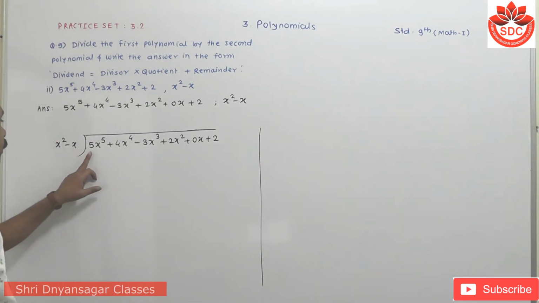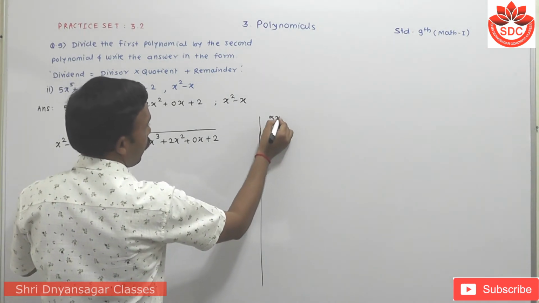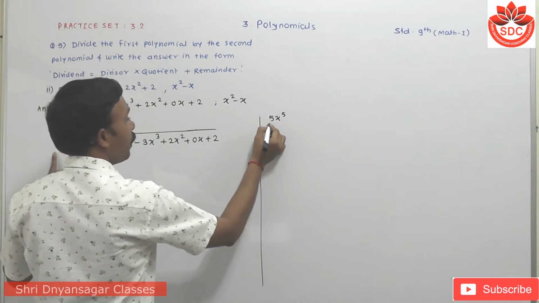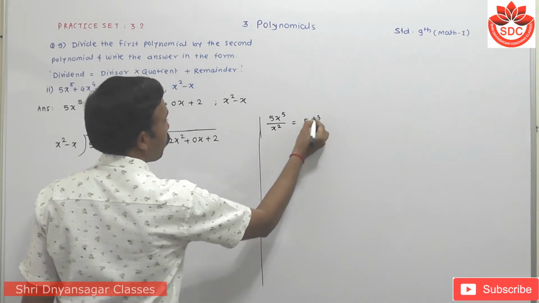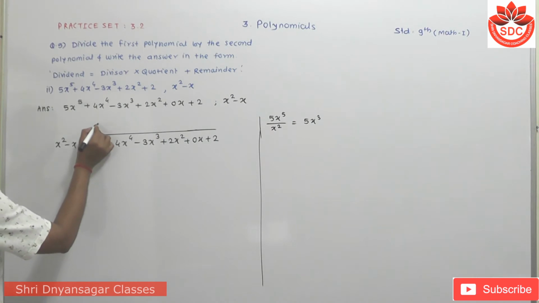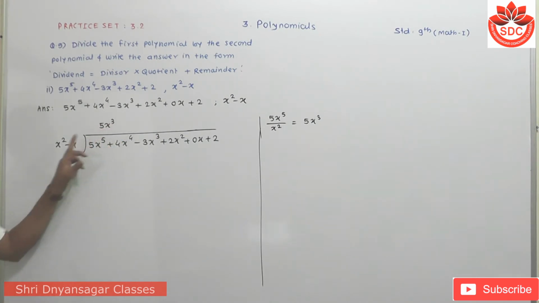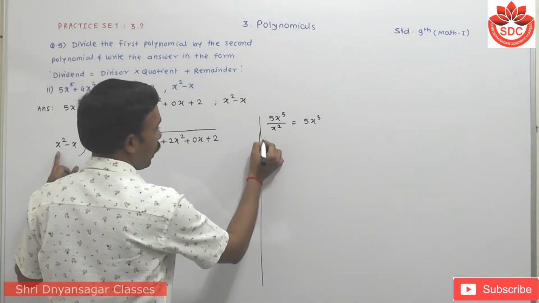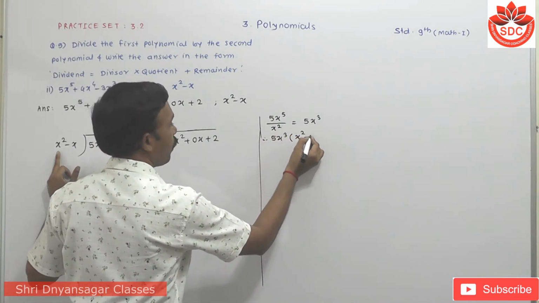Here the first term is 5x raised to 5. We have to divide it by x square. We get 5x cube, meaning that in the quotient the first term is 5x cube. I have to multiply this 5x cube by the divisor, so I write 5x cube into x square minus x.